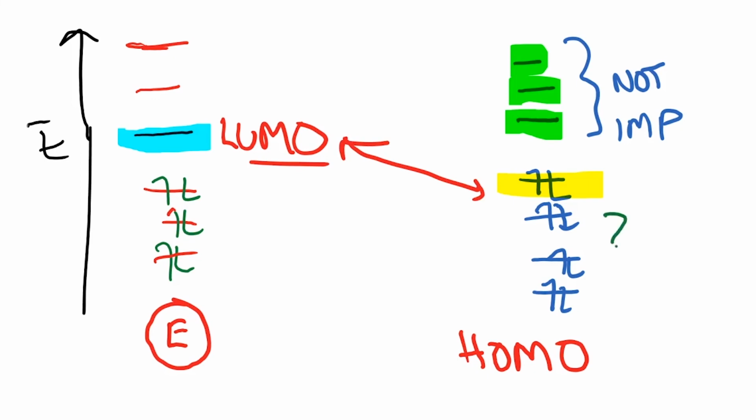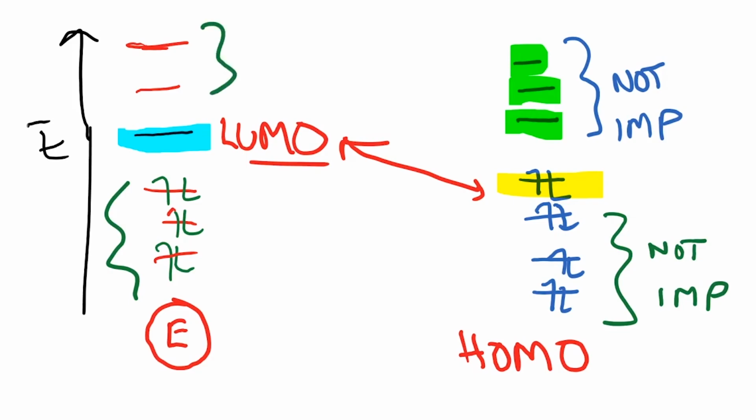Just to repeat, these are all filled orbitals, but they are not really important. In the case of the electrophile, the filled ones are clearly not important, and the unfilled ones, which are higher in energy, are also not important. This helps us simplify the treatment and put a lot of things in perspective, because now we need to concern ourselves only with the lowest unoccupied molecular orbital and the highest occupied molecular orbital.